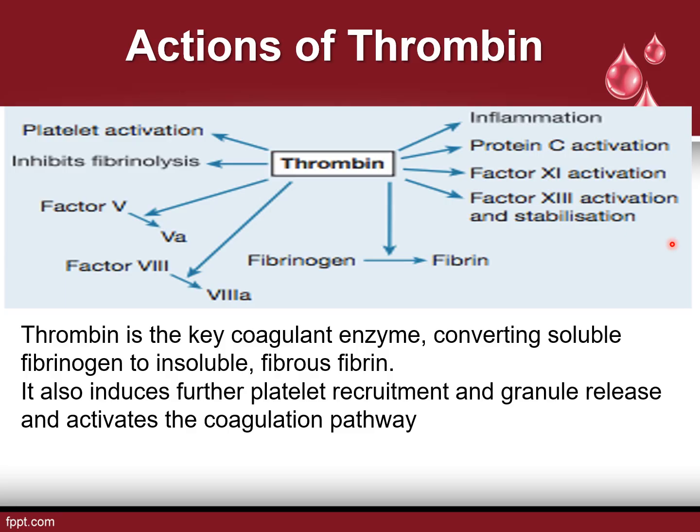Thrombin has several important functions in the coagulation cascade that are not limited to formation of fibrin, as you can see in the slides. However, it's a key coagulant enzyme converting soluble fibrinogen to insoluble fibrous fibrin. It also induces further platelet recruitment and granule release and activates the coagulation pathway.